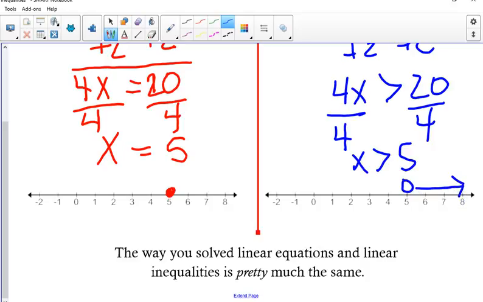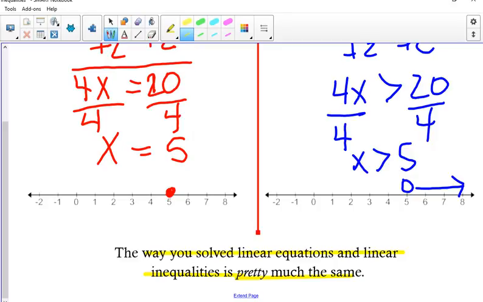So basically you're doing pretty much the same thing. Okay? They're almost the same thing. We solved it, we did our same steps, we graphed it, looking at our closed and open circle, depending on if it's equal to or greater than.